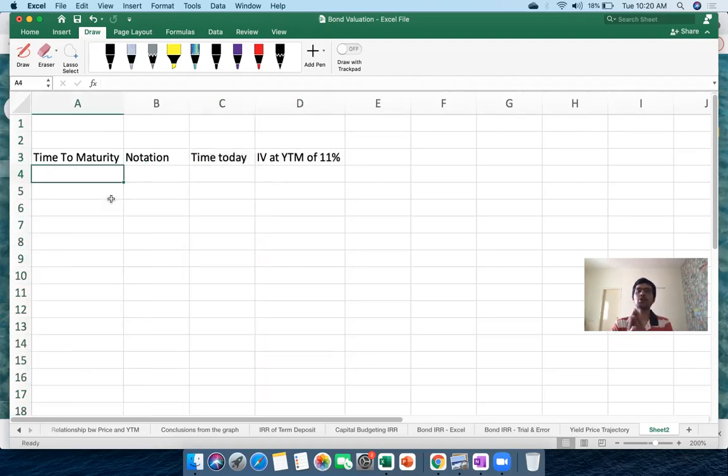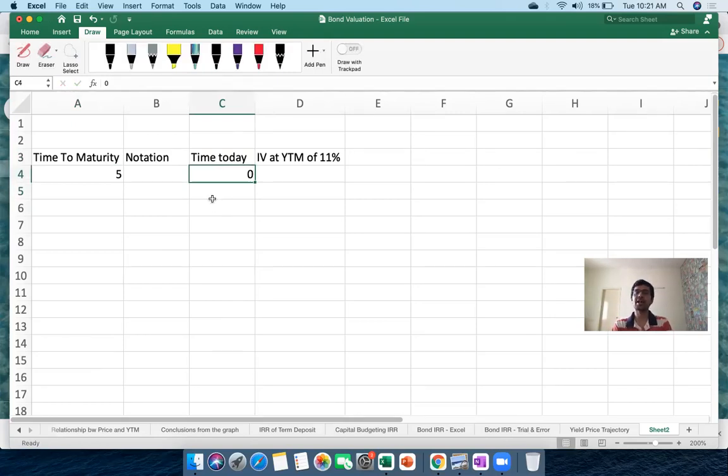So time to maturity basically refers to how many years I have left for the maturity of the bond. I would start with 5 years left. 5 years left is nothing but today there are 5 years left. If you see, this time today is nothing but t equal to 0. So today I've got 5 years left to maturity.